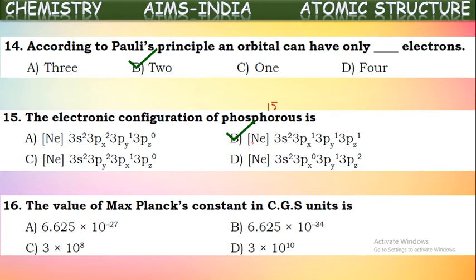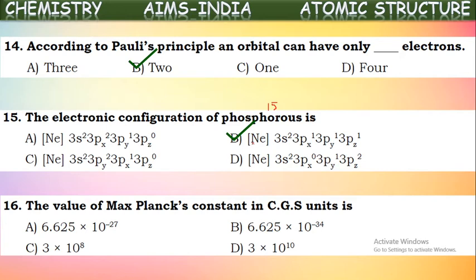Next, the value of Planck's constant in CGS units is... What is the value of Planck's constant? We know the value of Planck's constant is 6.625 into 10 to the power of minus 27 erg second, or 6.625 into 10 to the power of minus 34 joule second. But here they're asking its value in CGS units. So erg second or CGS units for Planck's constant.